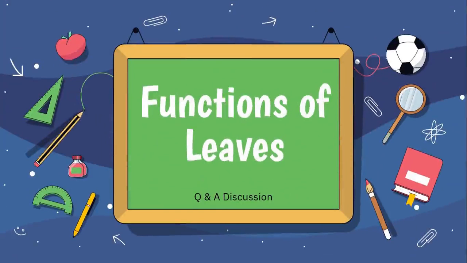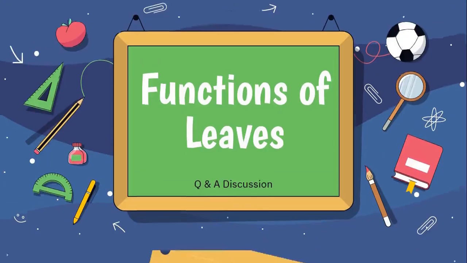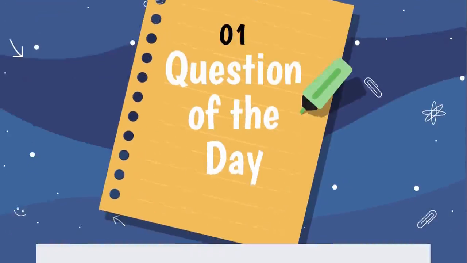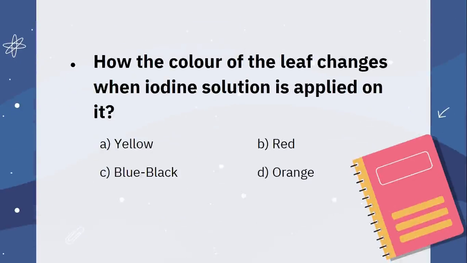Functions of leaves. First, we are going to discuss the question of the day. First question, how does the color of the leaf change when iodine solution is applied on it? Right answer is blue-black. When the iodine solution is added on the leaf, it turns blue-black.